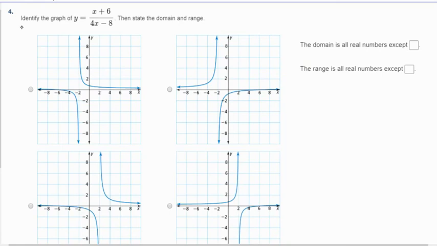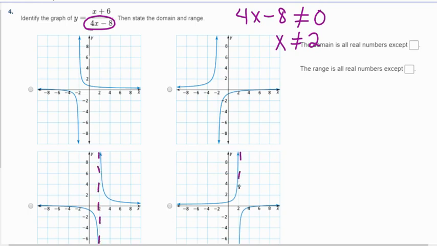This next one, we want to identify the graph of x plus 6 over 4x minus 8, and then state the domain and range. Okay, I noticed that right here, my denominator 4x minus 8 cannot equal 0. So if I add 8 to both sides and then divide by 4 on both sides, I find that x cannot equal 2. Okay, the graphs that show a vertical asymptote at 2 are this graph and this graph.